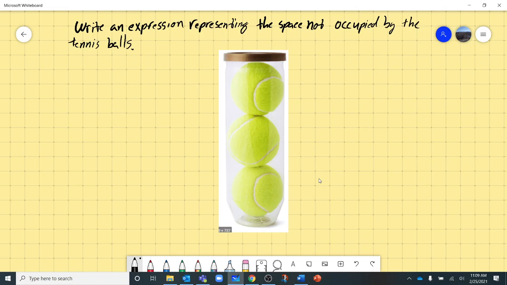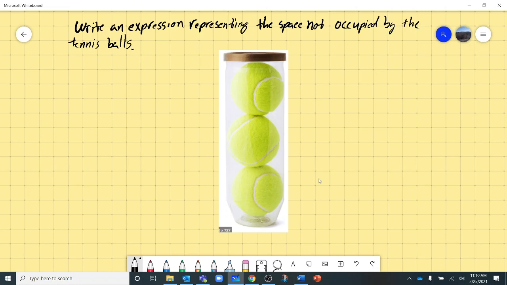We're looking for an expression representing the space not occupied by the tennis balls. And all we really know is the general formulas for the volume of a tennis ball. And we're going to assume that this is a perfect cylinder. It's not. It's tapered at the bottom, so it's not a perfect cylinder. But we're going to assume for this problem at least that it is. And so we need to find something that represents how much space is left inside, just in case we wanted to fill it with Jello or something. So think about that a little bit.